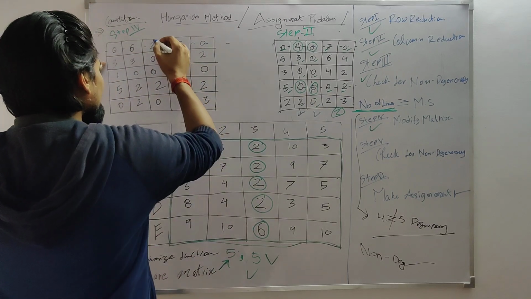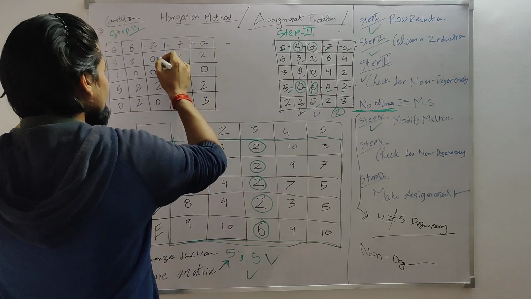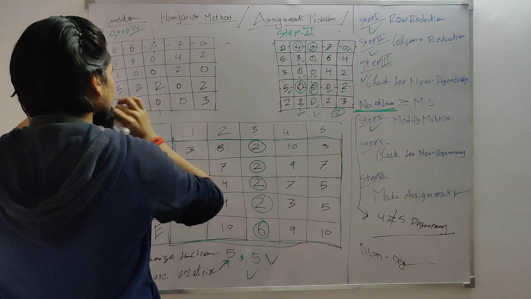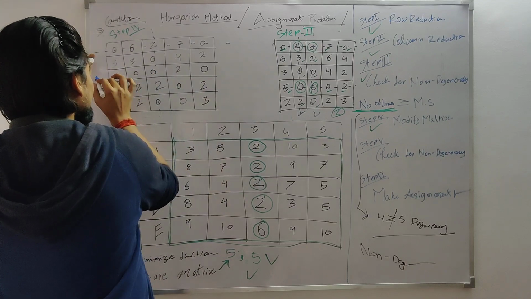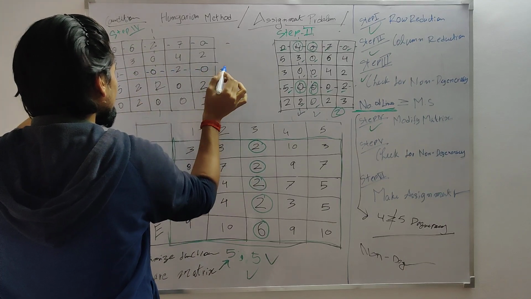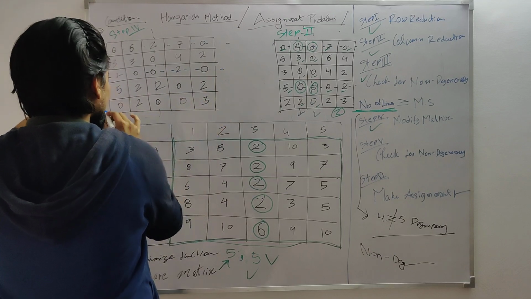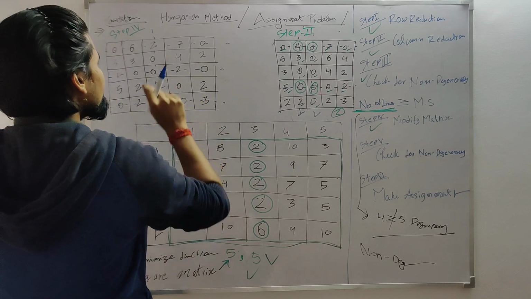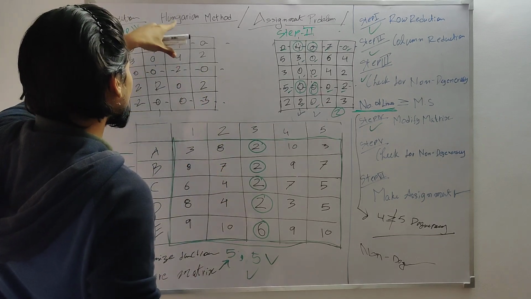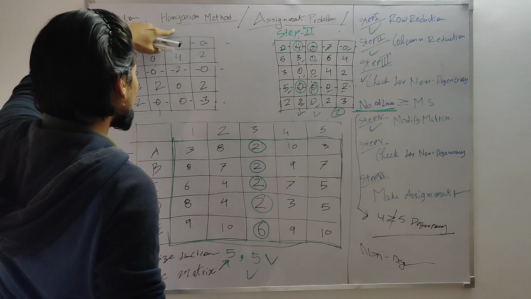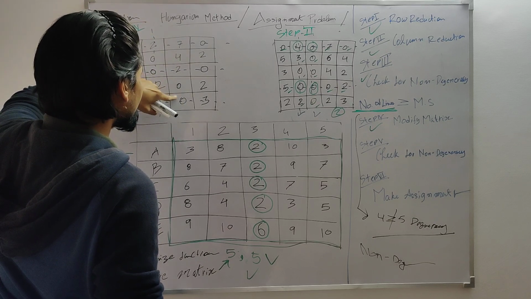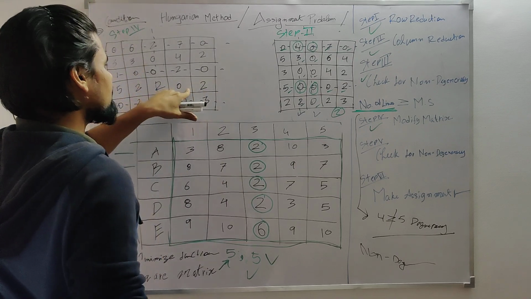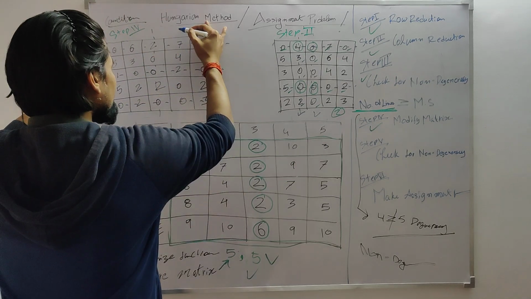Here it is intersecting 3 zeros, so simply draw this. Here also I have 3 zeros, so draw like this. And over here 3 zeros. Now I have this 1 zero left. For this zero, if I draw a line vertically, it will intersect 2 zeros, and if I draw a line horizontally, it will intersect 1 zero. So I'll go for the vertical one.